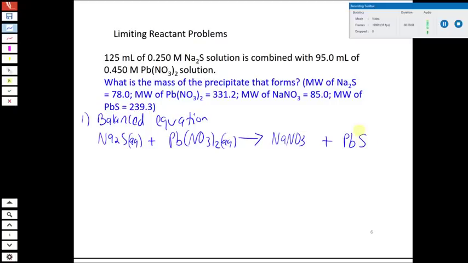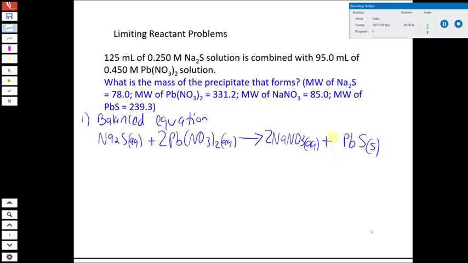All right, we identify which ones are and are not soluble. So sodium nitrate has both sodium and nitrate in it, so it'll definitely be soluble. Lead sulfide, dead giveaway. If you see lead, that's likely going to be your precipitate, and it is here. It forms as solid lead sulfide. And then to put some coefficients in, we need a 2 there, a 2 there, and a 2 there, I believe. No.